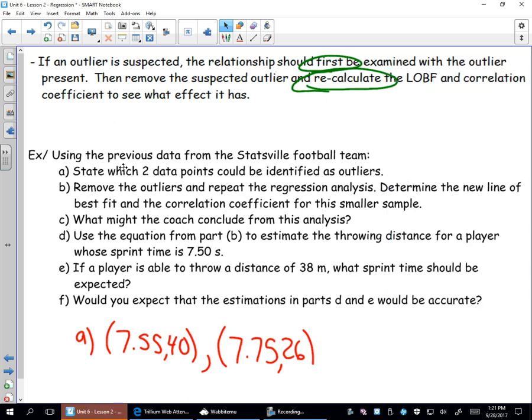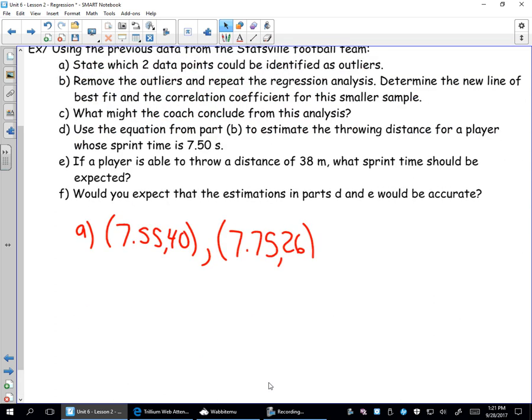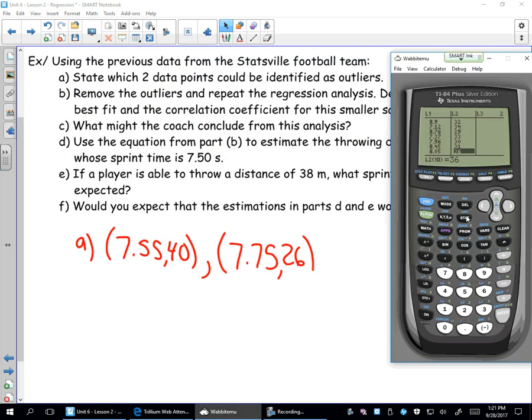Okay, so we're doing part B right now. Remove them and repeat the regression analysis. Find our new line of best fit. Okay, so we're going to take them out. Let's do our stat, calc, 4. Everything's still the same, but we have a brand new line of best fit.